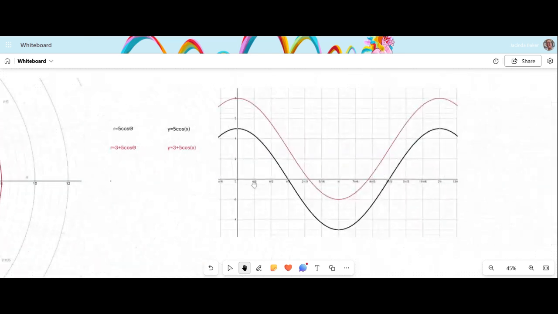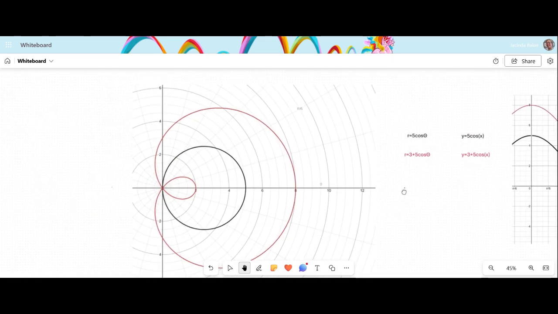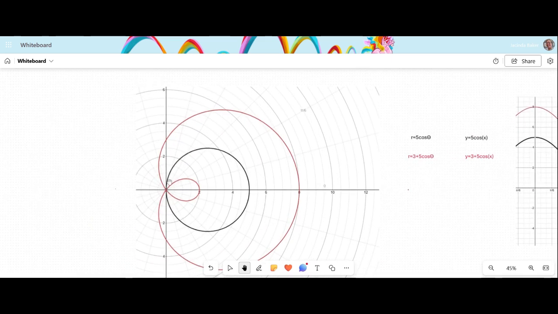If I come back over here and I look at pi over 2, pi over 2 is 0 for 5 cosine of x, but it is 3 right here for 3 plus 5 cosine of x. So let's go look at pi over 2 over here now. So pi over 2 here is 0, but then it's 3 right here. So it's 0 here and it's 3 right here. It moved up 3 on the rectangular grid, but it's moving out 3 from where it was here.